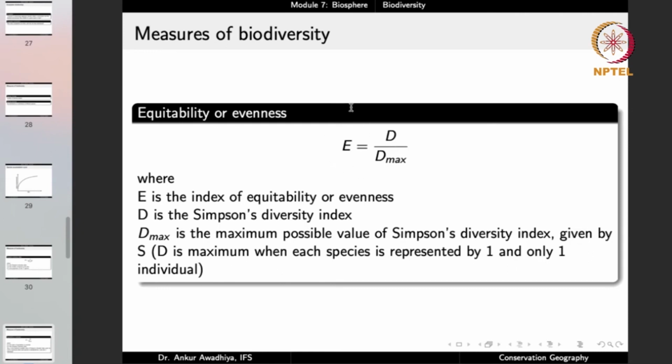So when you compute equitability, you are asking the question, what is the percentage of biodiversity that I have in this forest compared to the maximum theoretical possible biodiversity in this area. So you get to a certain figure that you can use to compare between two different forests.